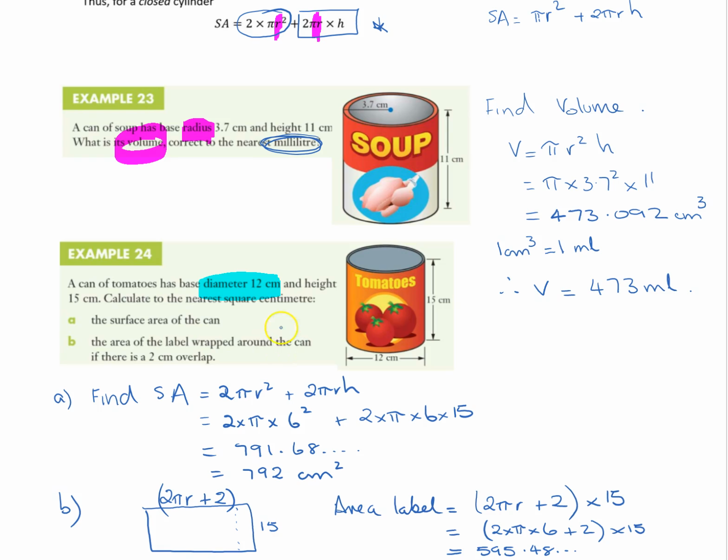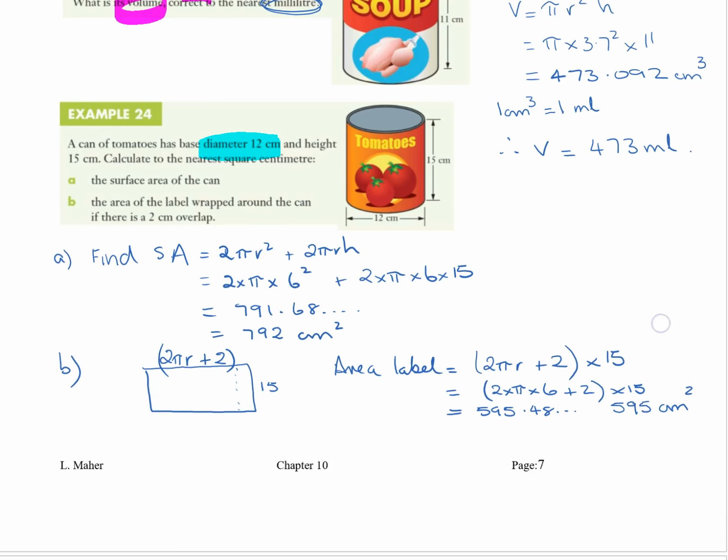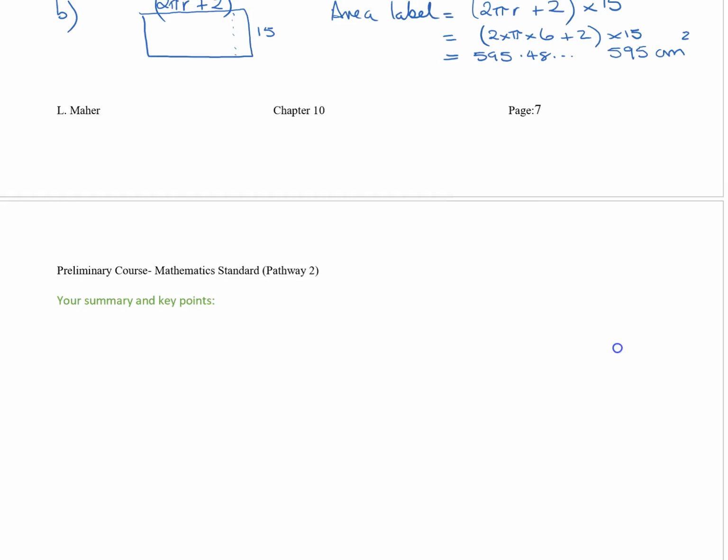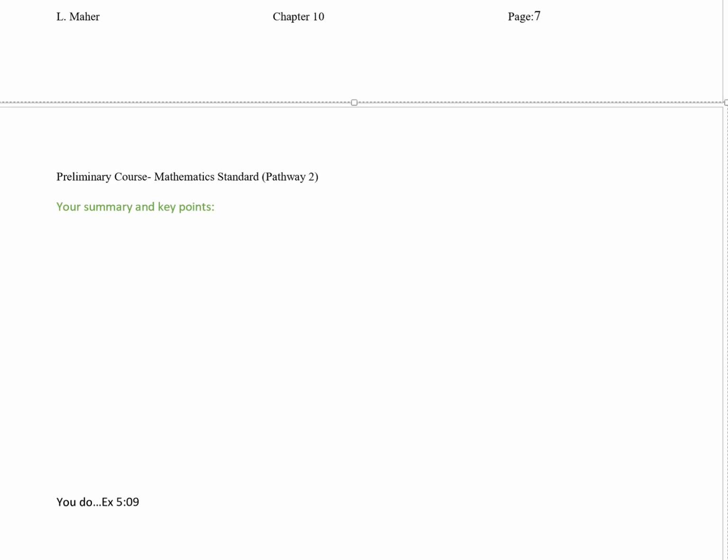Calculate to the nearest square centimetre. Now some people think the 8 makes the 4 a 5. Well, it does if I'm cutting off there, but I don't. If I'm just cutting off here to the nearest, I only consider the 4, and the 4 doesn't impact on the 5, so it becomes 595 centimetres squared. Should be right then to make some summary notes and key points and do exercise 509.